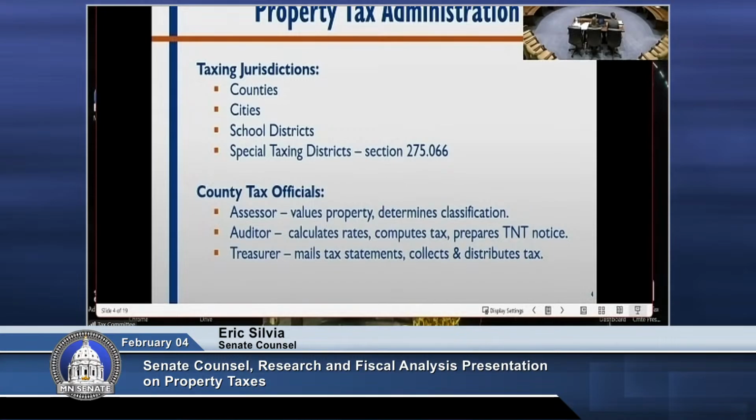And one of the more recent changes to the list of special taxing districts occurred in 2021. There existed under current law the ability to form an emergency medical service special taxing district, but until 2021, political subdivisions that were interested in establishing fire protection special taxing districts needed to come to the legislature and seek special law. And in 2021, those two were combined to establish an EMS and fire protection special taxing district.